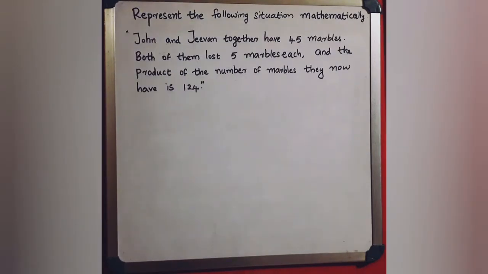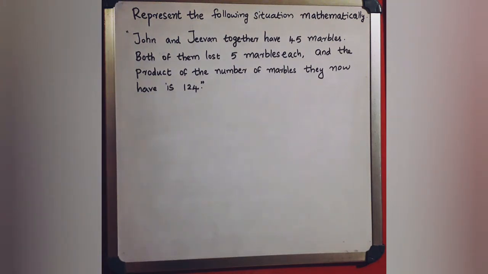What is the importance of equations in the physical world? If we can represent a physical situation mathematically, then we can solve such a problem very quickly. So today we are going to discuss how to represent a physical situation mathematically. Consider the problem: John and Jeevan together have 45 marbles. Both of them lost 5 marbles each, and the product of the number of marbles they now have is 124. Now we are going to represent this situation mathematically.